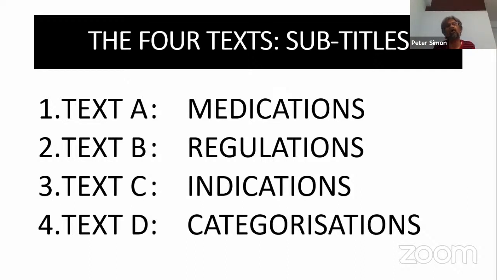So first one is medications for hypertension. Second one is regulations for hypertension. Third one is indications for hypertension. Fourth one is categorizations for hypertension, or categories of hypertension. So everything is related to hypertension. The text is hypertension, we know that.